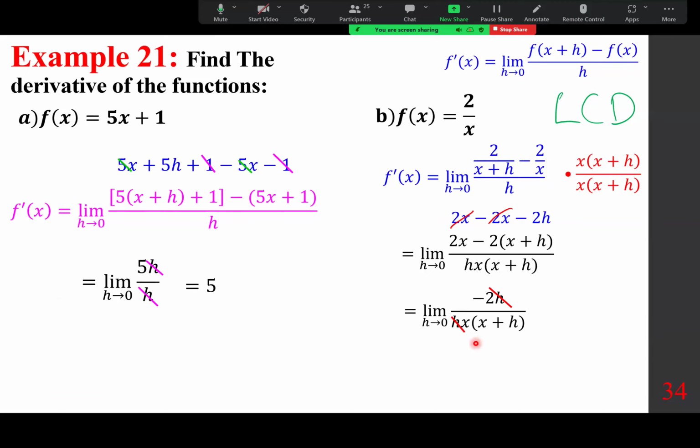So we have -2 over x times x plus h, and we want to take the limit as h approaches 0. Now if I plug in 0, this becomes x times x, which is x squared, so -2 over x squared is the final answer. So f prime of x is -2 over x squared using definition.